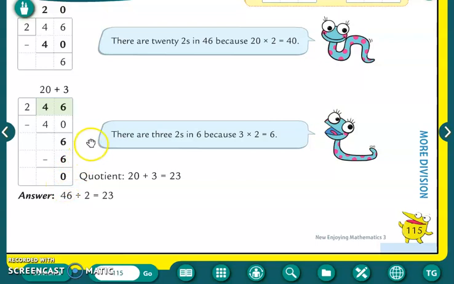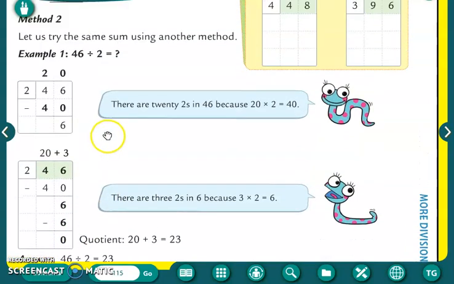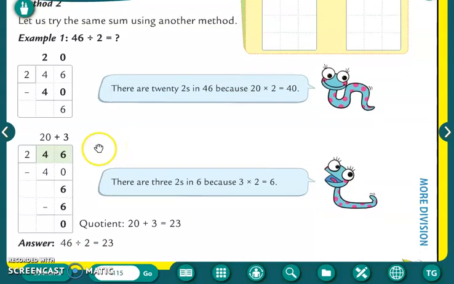Like this also you can do, but if you find the first method easy for you, then you can go ahead with method 1, and this is also the second method. With the help of this second method also you can find the answer for this division with 2-digit numbers. Okay, now we will go to the next page.